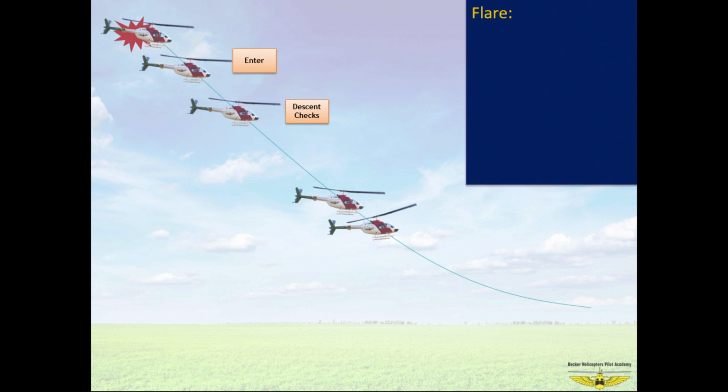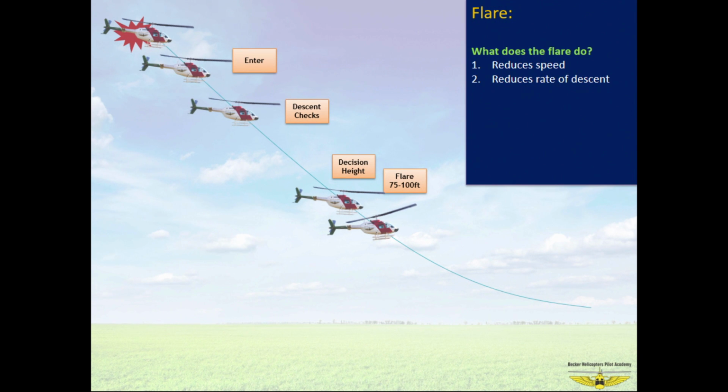You guys have done quick stops, haven't you? What does the quick stop do? Same thing. So all you're doing at the bottom of an autorotation is a quick stop. It's not rocket science, except for terminating at the hover. You're going to terminate on the ground. So you're going to reduce your speed and reduce your rate of descent. No big deal. Reduces speed, reduces rate of descent.